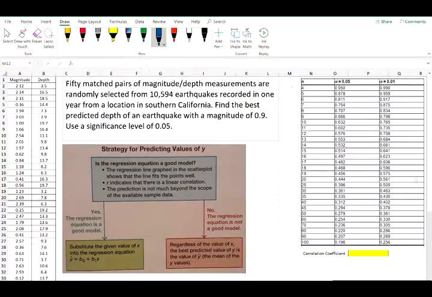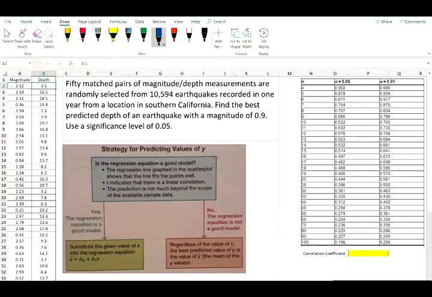50 matched pairs of magnitude and depth measurements are randomly selected from 10,594 earthquakes recorded in 1 year from a location in Southern California. So that's what we have here in column A and column B. Each row is an earthquake. If you look at row 2, the magnitude of the earthquake was 2.12 and the depth was 3.5 meters.